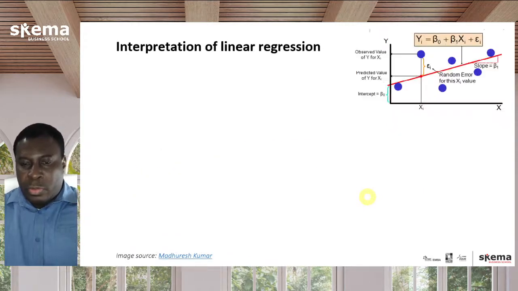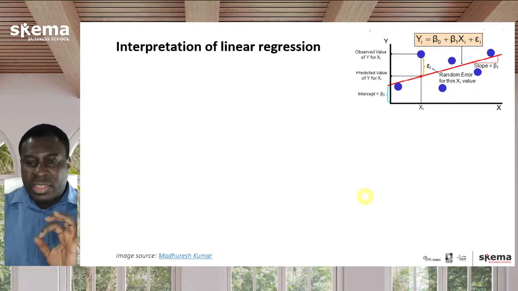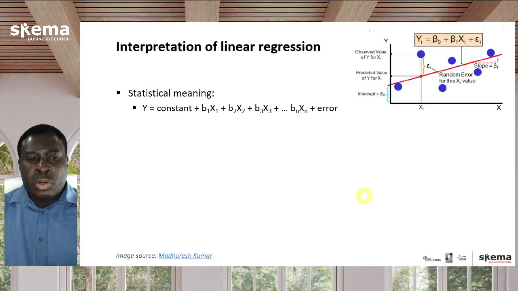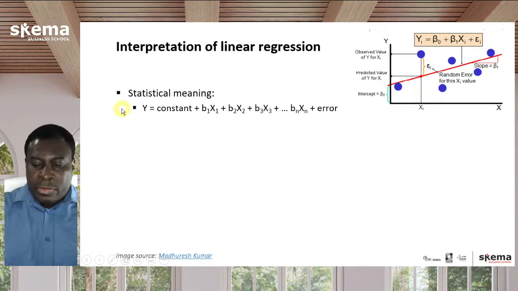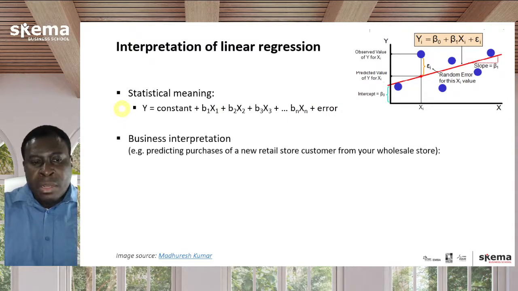But in this video, I want to focus more on the interpretation from a business perspective. So statistically, the meaning of linear regression is a linear equation such as what you have here. But the value of this is that it does have an intuitive business meaning. So let's look at an example of the business interpretation of this equation.